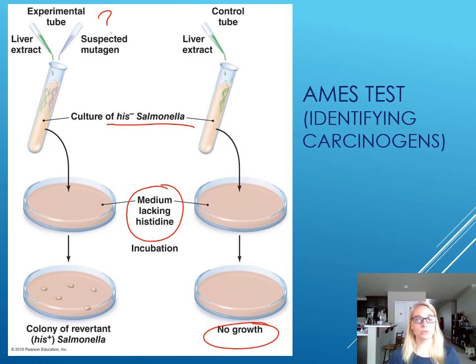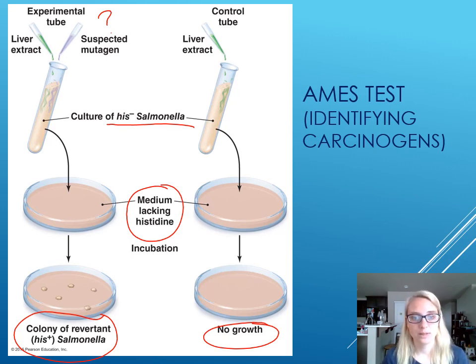In the experimental tube, if your suspected mutagen actually mutated DNA, and if that mutation affected that particular operon and made the mutation so the Salmonella can make their own histidine, it's called a revertant. So whatever that mutation was, it reverted it from a His-negative to a His-positive, and now the bacteria can make its own histidine, so you get some colonies that are growing on that histidine-lacking medium. That's a big process. So what's the point?